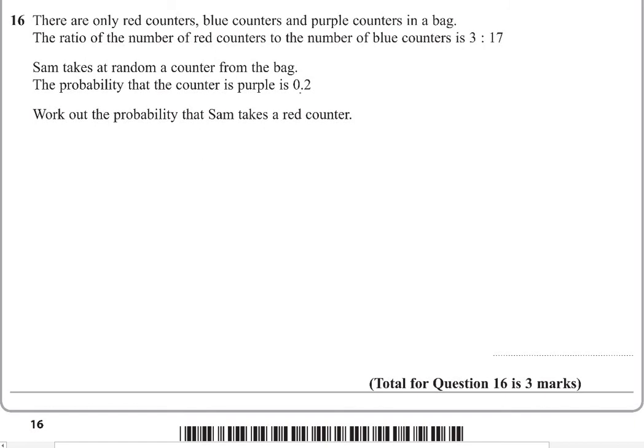Okay, before we do this, it might be worth working out how many purple counters there are. You don't have to do this, but this is the way I like to approach these questions. So red to blue to purple. Red is 3, this is 17, and let's call purple x for now. Now we've been told that the probability that the counter is purple is 0.2, or 1/5.